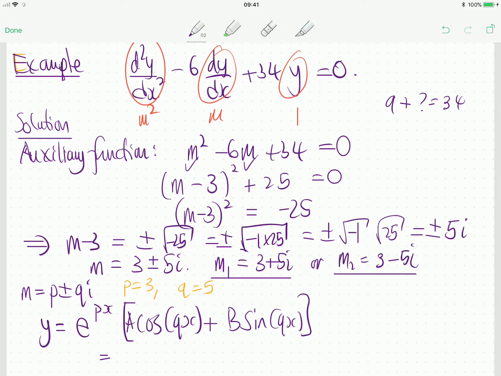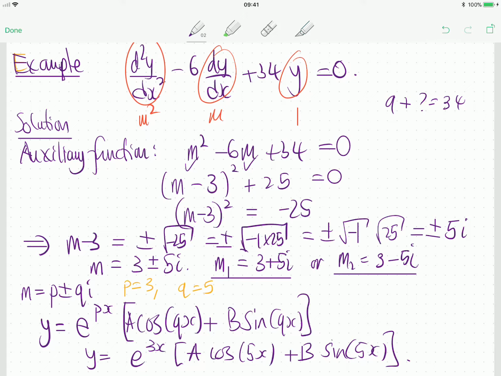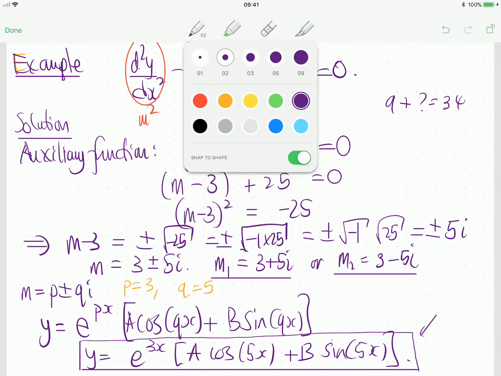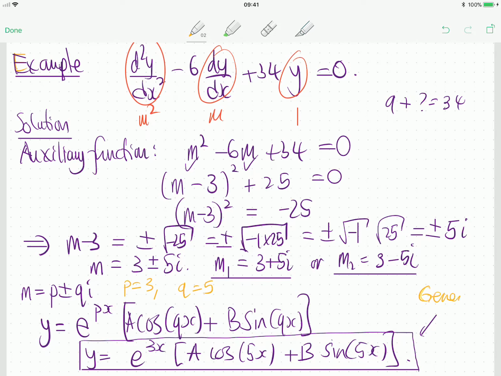So our final answer is e to the 3x, a cos 5x plus b sine 5x. And there you go. This is the solution thing that we were looking for, the solution of our differential equation. And a bit better than that, actually, it's the general solution. So all solutions have this form. It's the general solution of this equation.